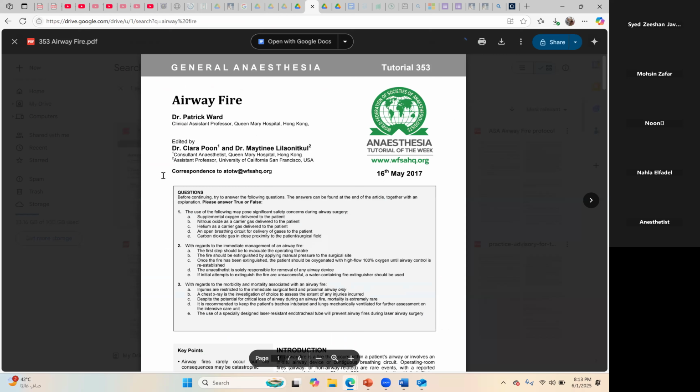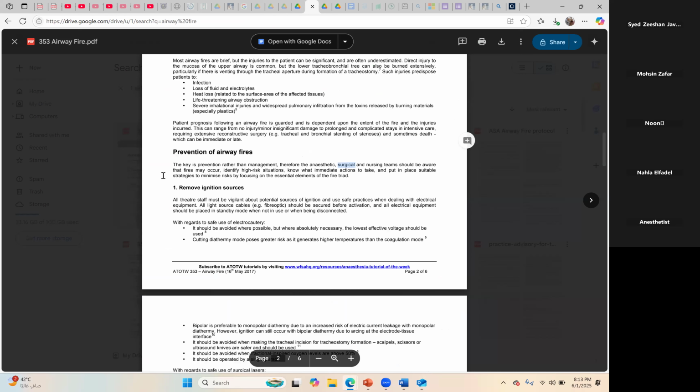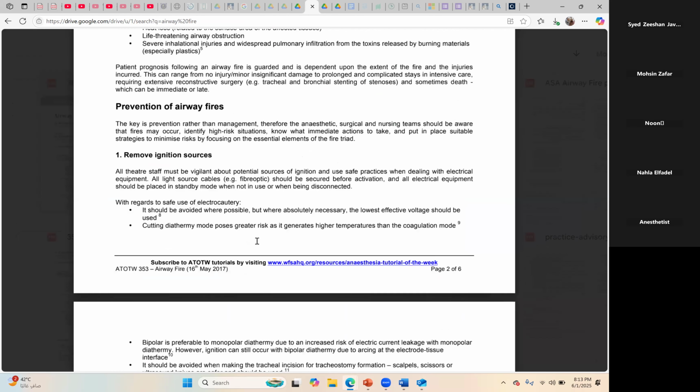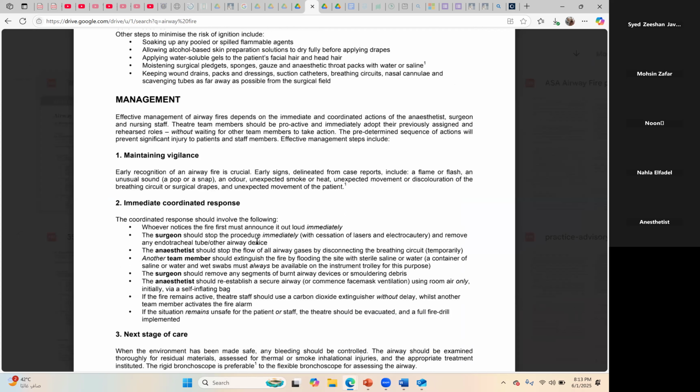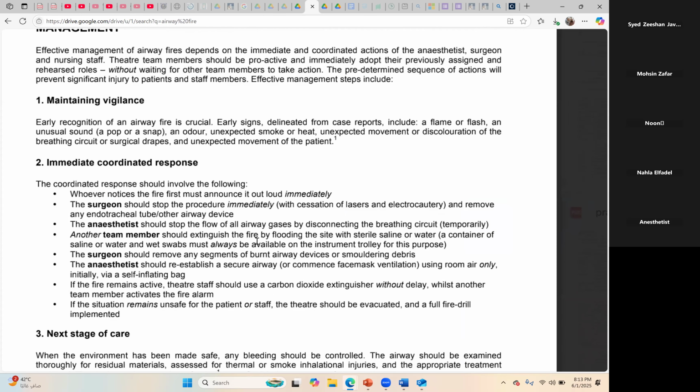I think even in this MCQ, they have told like this, that flood the area. Let's see what they have written here. Early recognition: unexpected fire, the surgeon stops the procedure. The anesthetist should stop the flow of all gases by disconnecting. Another team member should extinguish the fire by flooding the site. Okay, that's what they have told.